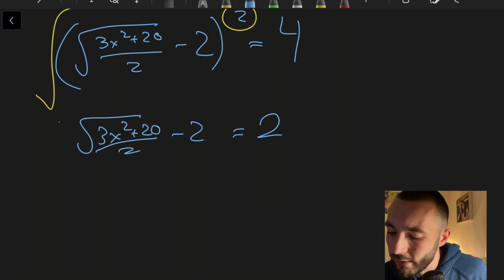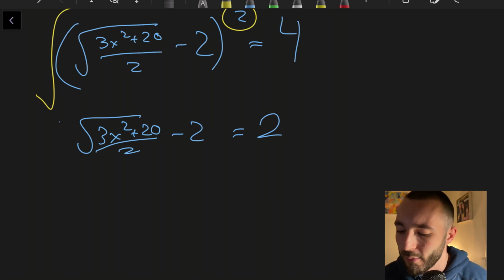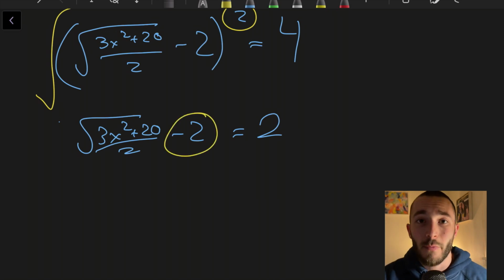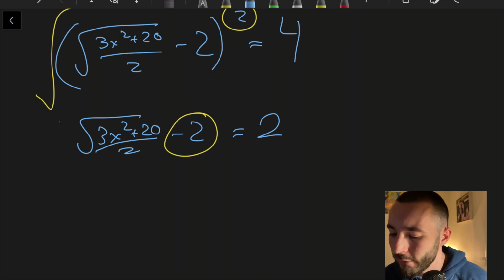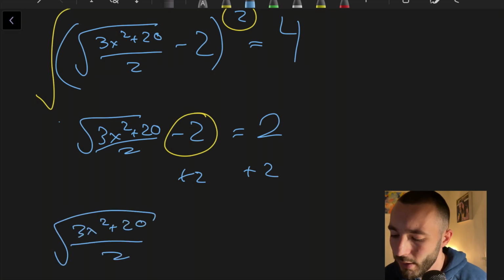Next, what is the farthest thing away from the x? That would be this -2. How do we undo subtraction? With addition. +2 plus 2. And we're left with square root of (3x squared plus 20) over 2 equals 4.